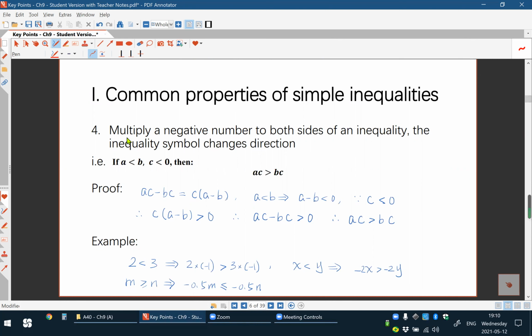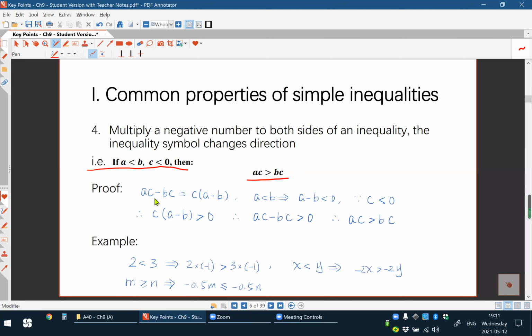Similar to property 3, in the fourth property, we multiply a negative number to both sides of an inequality, so the inequality symbol changes direction. That means if we have A is smaller than B and C is a negative number, then if you times C to both sides, the inequality symbol changes direction. That means AC is greater than BC.